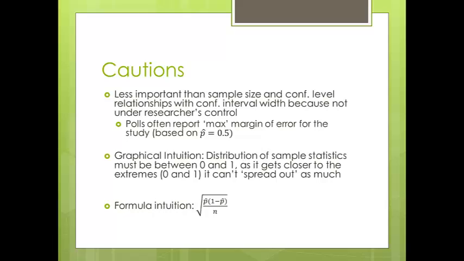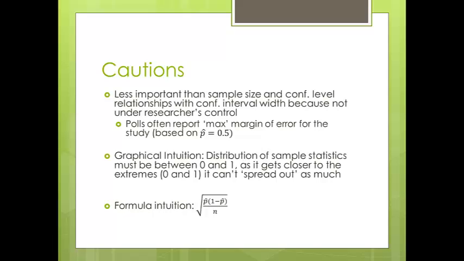A couple little comments on intuition. How do you really understand this relationship or remember it? Well, graphically, if you think about the distribution of sample statistics and realize that that distribution, think of a null distribution, must be between 0 and 1. Well, if you kind of slide that null distribution back and forth along the x-axis, as you get close to 0 and 1, that null distribution kind of has to shrink down because it can't cross 0 and it can't cross 1, so it can't spread out as much. There's not as much variability. That leads to smaller margins of error because the variability of that distribution is in fact the standard error.